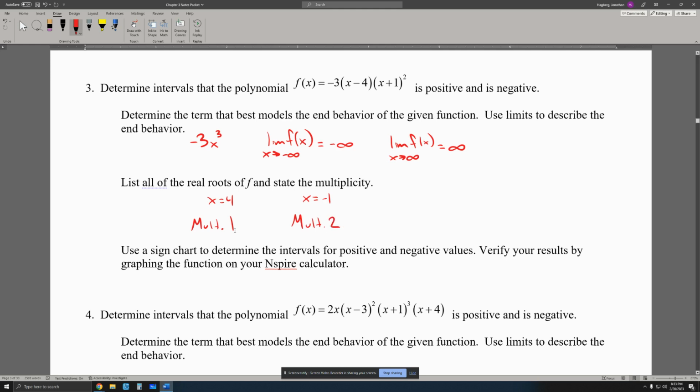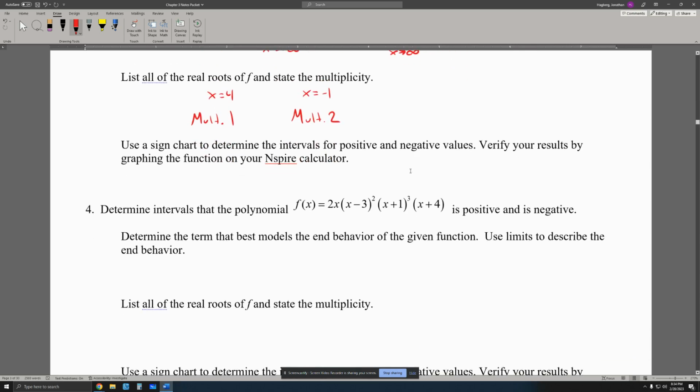And I always like to do a double check: add up the multiplicity of all of the zeros, or all of the roots of your factorization, and make sure that it adds up to the degree of the polynomial. So because we have multiplicity 1 for the factor at 4 and multiplicity 2 for the factor at -1, we see that those add to 3. So that's a good quick check to make sure that you've accounted for all of the zeros.